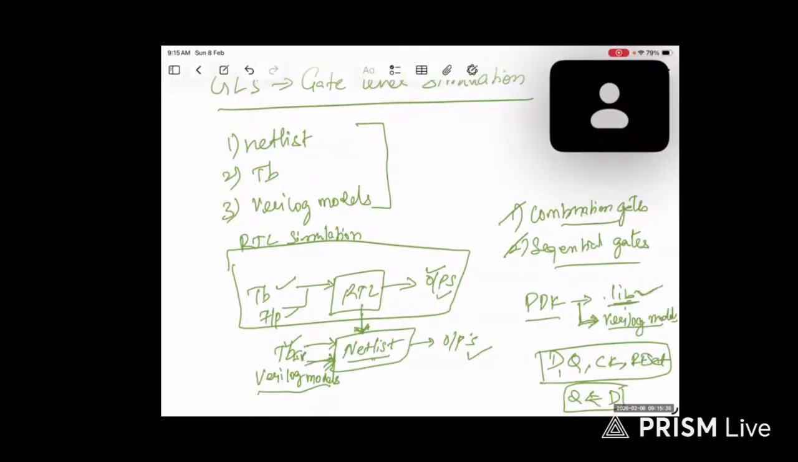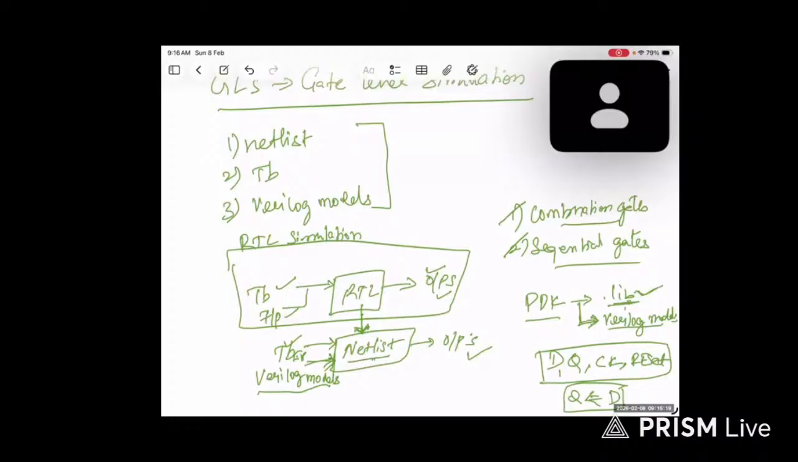The PDK is provided by the fabrication company, the fab, wherever you are going to target. If you're going to do fabrication for, say, 22 nanometer TSMC, the foundry provides you the PDK. So they will give you everything, the library and Verilog model, and there are a lot of other files that are part of the PDK, which we will discuss on the board.